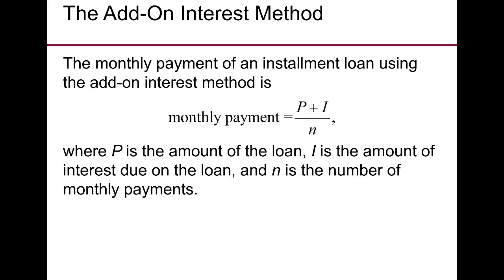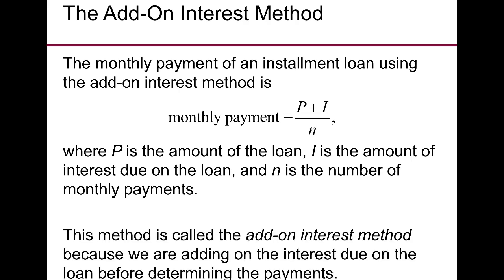To figure out the monthly payment of an installment loan is pretty simple using the add-on interest method. We just take the amount that we've borrowed, that's the principal P. We add on the interest, hence the name of the method, and then we just divide by the number of monthly payments, and that's N. This method is called the add-on interest method because we're adding on all the interest that we're going to pay to the amount of the loan before determining the payments.